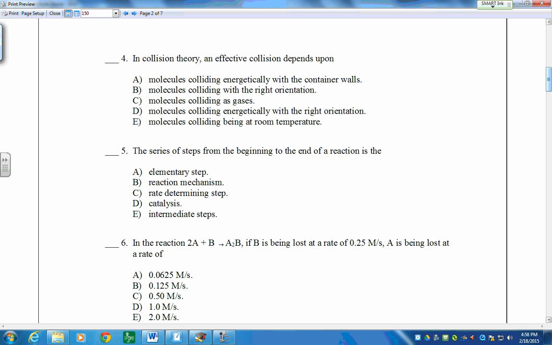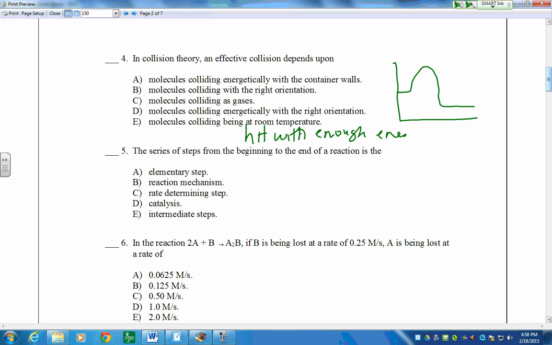Okay, in collision theory, an effective collision depends on two things. Remember this reaction mechanism? When two reactants collide into each other to make a product, they have to A, hit with enough energy to get over the hump. I call this hump activation energy.